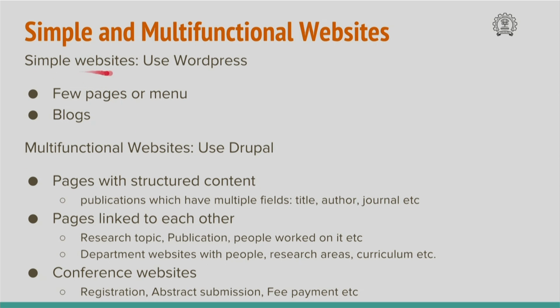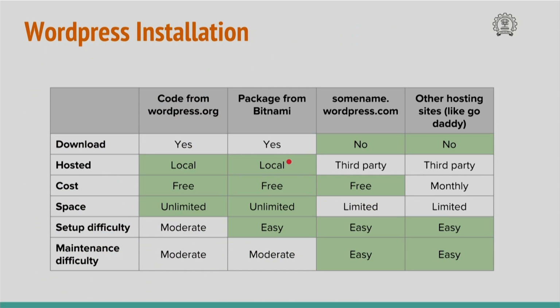Our recommendation is to use WordPress for simple websites and Drupal for multifunctional websites. Both of them are open source and are freely available. We will briefly tell you about various points for WordPress installation and show you how to install them. There are many options to install and use WordPress. You could download the code which is open source from wordpress.org.